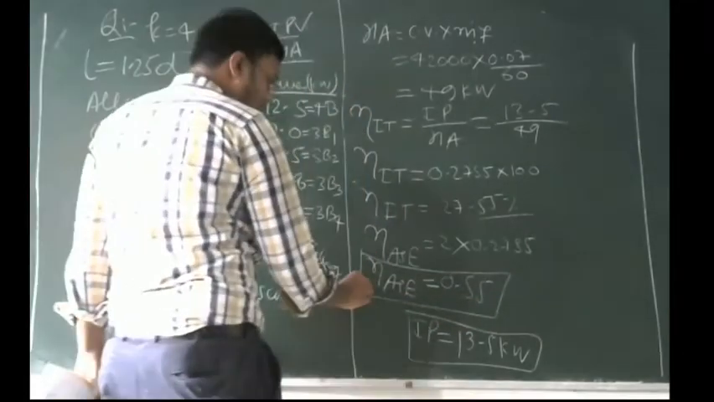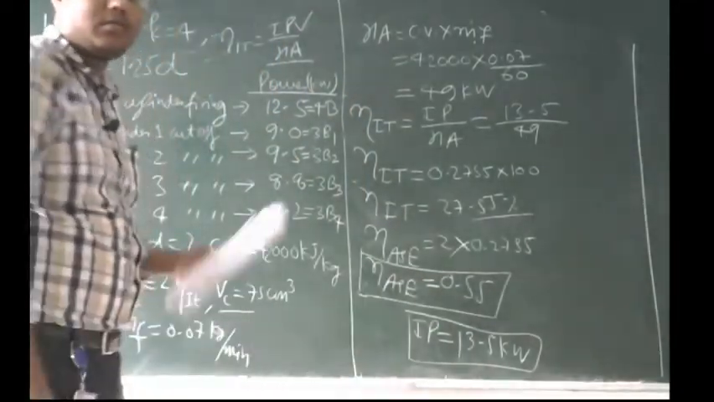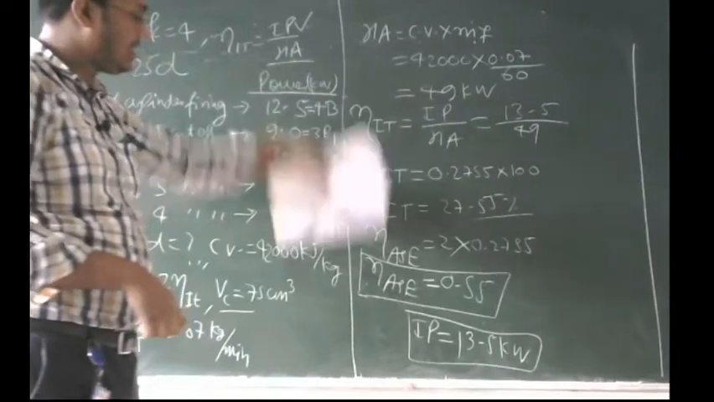We need this value to calculate the value of compression ratio. Okay. So now I am getting all the values except this value.